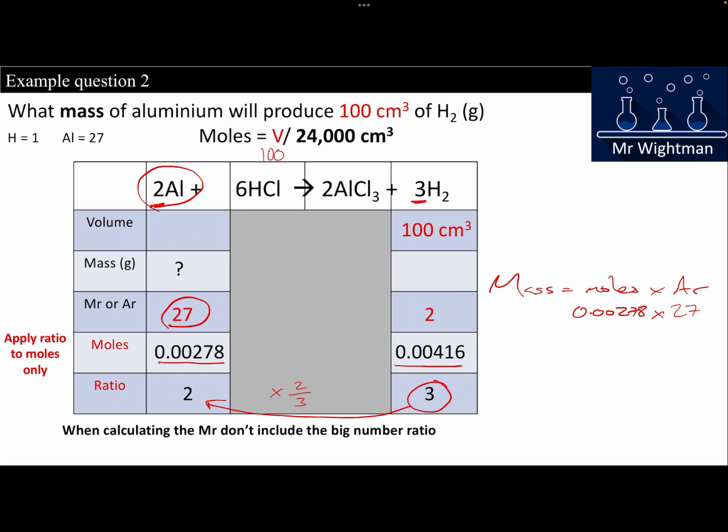We've already applied that ratio when we divided by 3 and times by 2 to the moles of hydrogen to get the moles of aluminium. So if you did this again, you've applied that ratio again. So 0.00278 times 27 gives us a mass of 0.0075 grams.